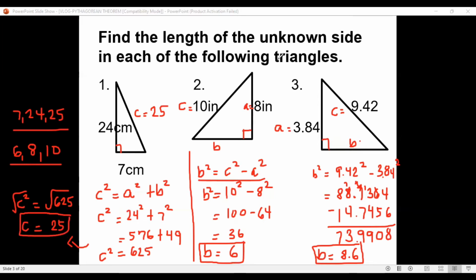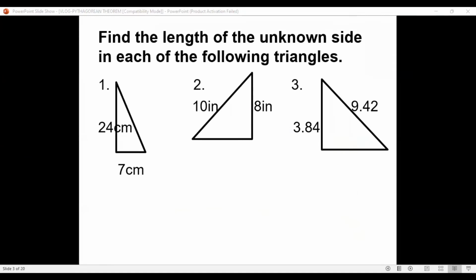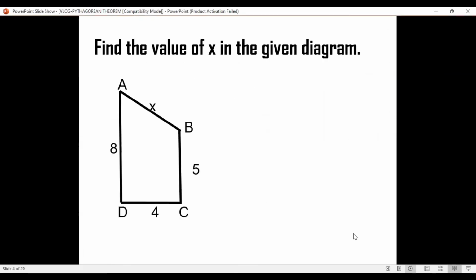Now, as I have said earlier, it is only limited to right triangles. So what if there are some figures wherein they are involving other figures, like in this case? As you notice, there is no right triangle that is involved. So there is a need for us to do some cutting in order for us to find a way to use our Pythagorean theorem. As you notice, this is an irregular polygon, and then you are given different sides.